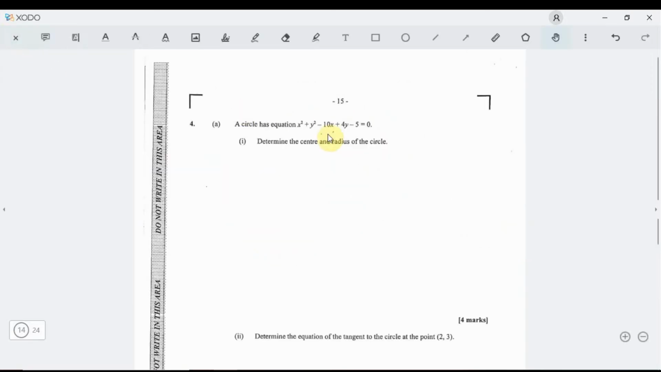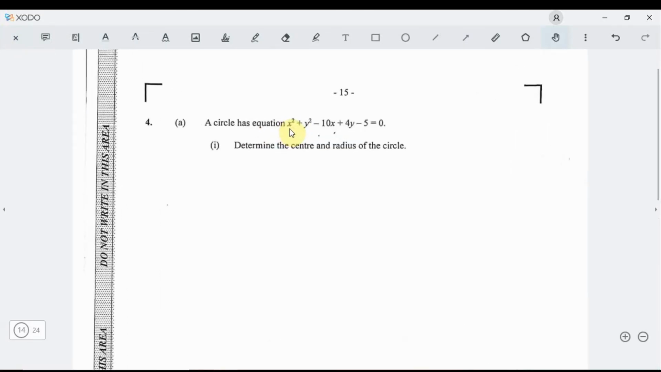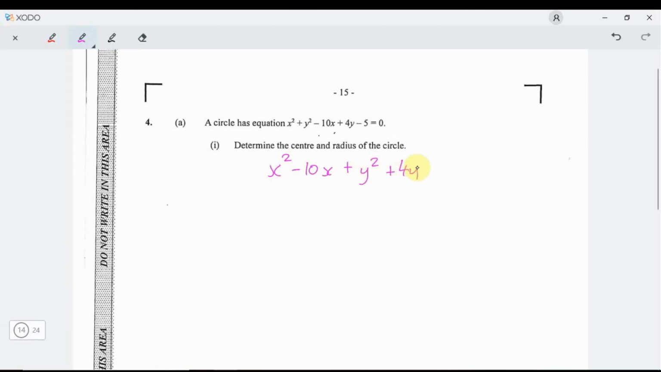Question number 4. It says a circle has equation x squared plus y squared minus 10x plus 4y minus 5 equal to 0. And they want us to determine the center and the radius of the circle. First thing, we have to complete the square among the x and the y terms. So group the x and group the y. So this is x squared minus 10x plus y squared plus 4y minus 5 equal to 0.